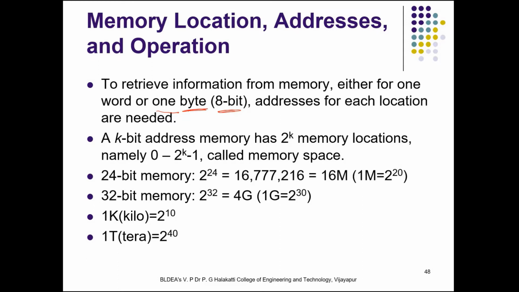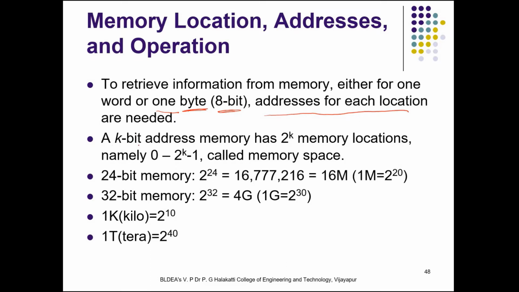Now, either for one word or one byte, addresses for each location are needed. From where you are going to access this number of bytes or the information, that memory location has to be addressed. So I need an address for each location. Is it from the ith word? Is it from the (i+1)th word? From where exactly are we going to access the information?